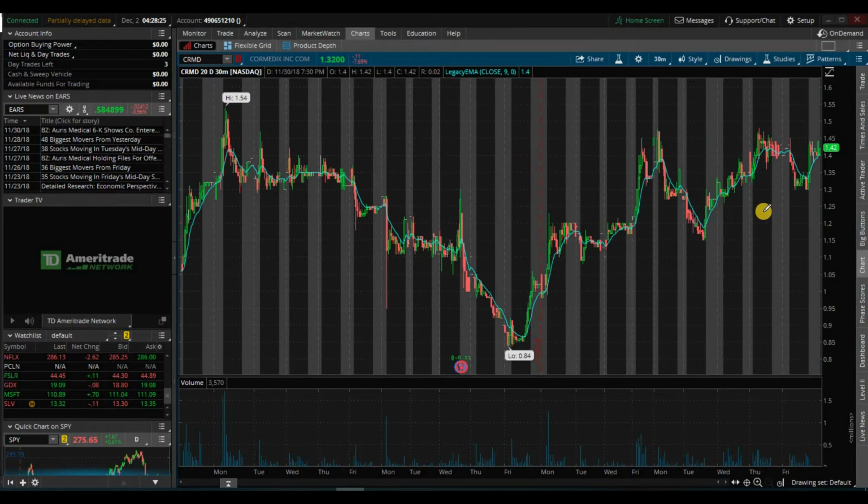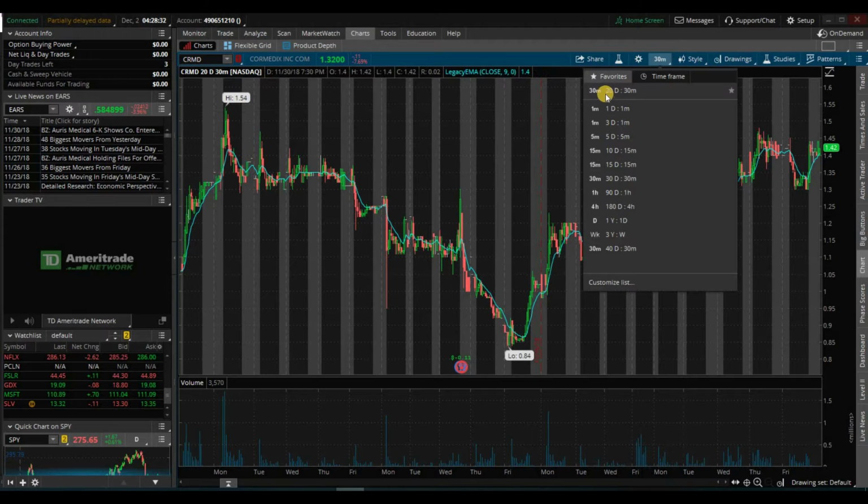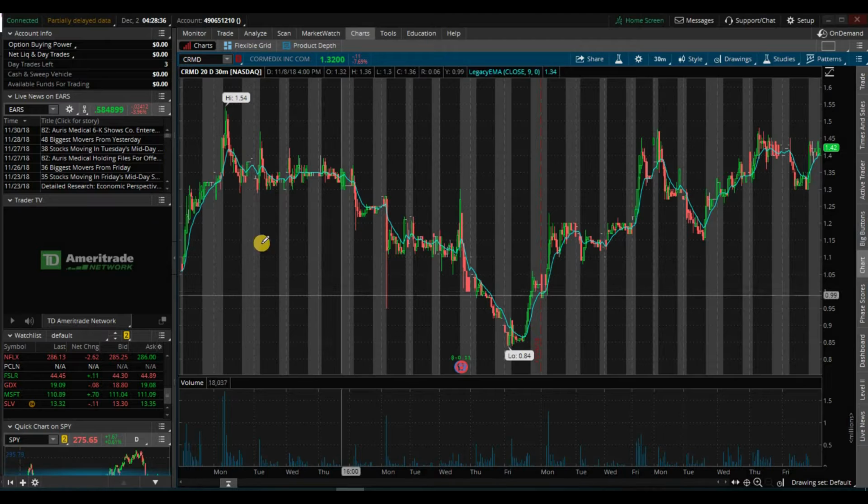So this is stock CRMD. This is the 20-day chart, 30-minute intervals. So this was the stock for the past 20 days, how it traded. So let's go in and see what this EMA line is doing. I'm going to zoom in and go to the left side of the graph.